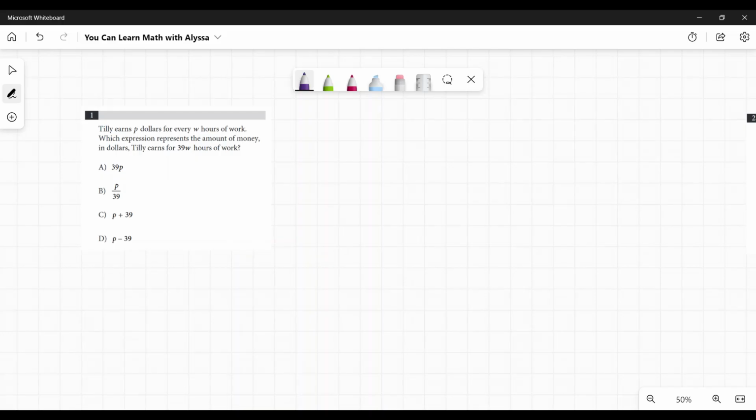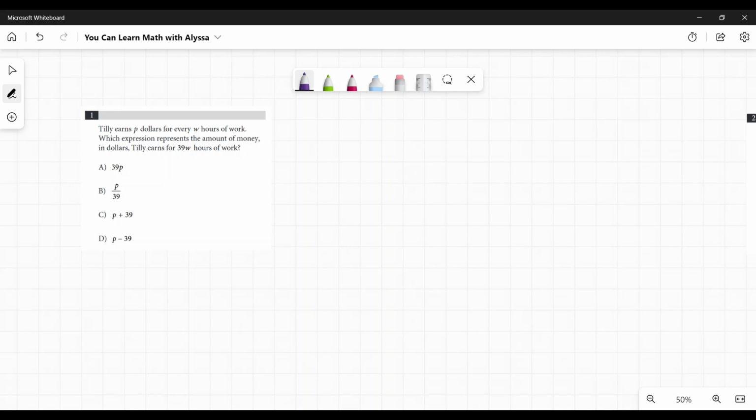Tilly earns P dollars for every W hours of work. Which expression represents the amount of money in dollars that Tilly earns for 39 W hours of work? Sometimes when variables are put in, it can make it harder to see what's going on. I like to, in these cases, put in real numbers to confirm what I'm thinking the answer is. So I'm going to show you both ways.